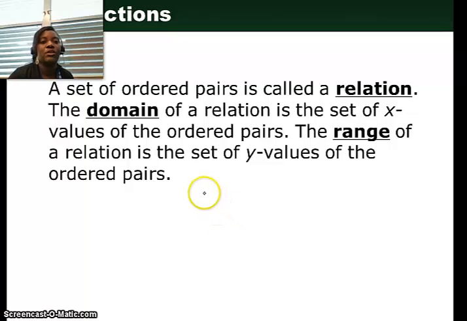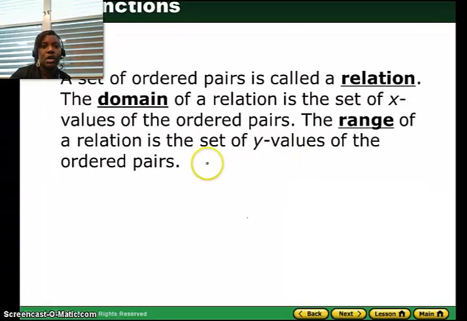Let's start with our very first definition. A set of ordered pairs is called a relation. The domain of a relation is the set of x values, and the range of the relation is the set of y values. We all know from 6th and 7th grade that an ordered pair can be maybe (2, 1) when we graph that.